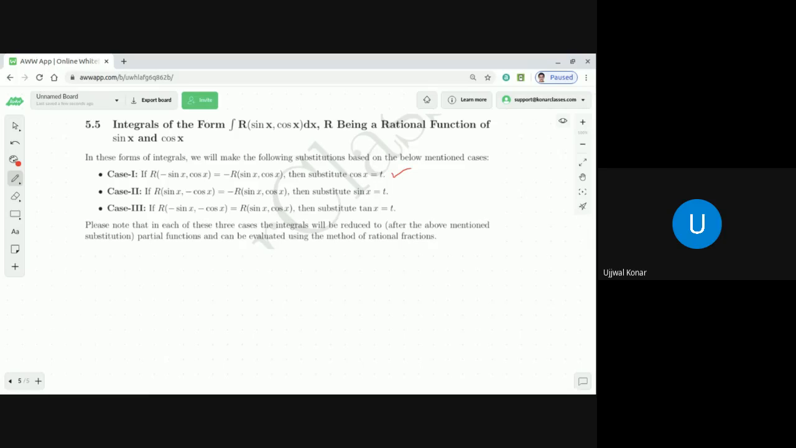And if we find that r of sin x, meaning instead of sin x, if we put minus sin x, and instead of cos x, we put cos x, and after that, if we find the value of that rational function is minus of r of sin x and cos x, then we should apply the substitution cos x equal to t. Okay, that will be much more clear when we discuss functions. What you can do is save it for this. When you complete our discussion on functions, then you come back. I can give you a small example.